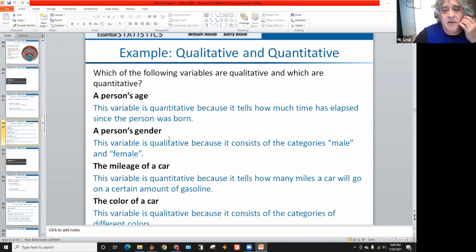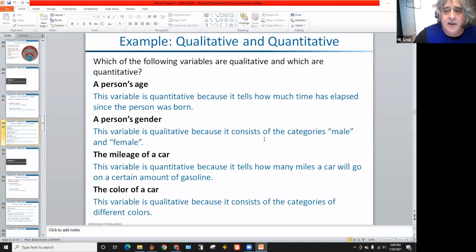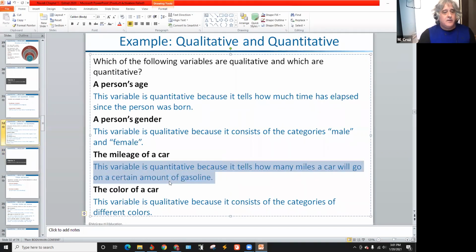And I just want to bring this up because this is something that you're going to see throughout here, especially with quantitative data. A person's age is quantitative, but a person's gender is qualitative, because age is a number that represents how long this person has been on Earth, whereas gender is just a quality of that person, male or female. The mileage of a car is a quantitative value. But the color of a car is qualitative because it's different categories. Nothing numeric about it.